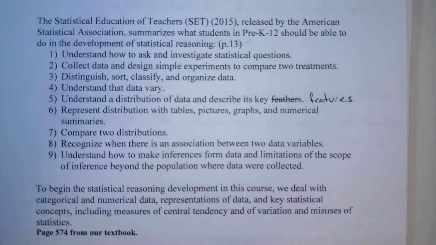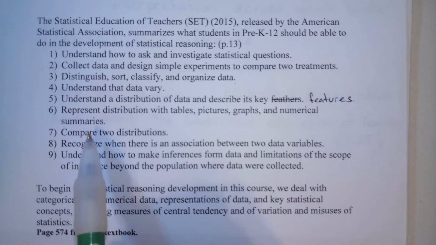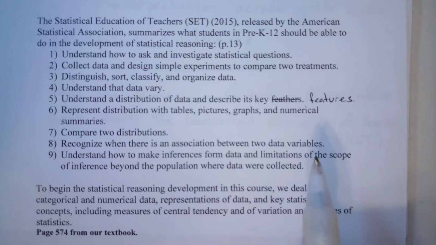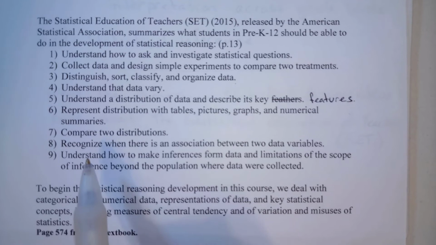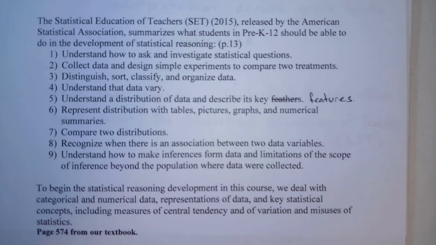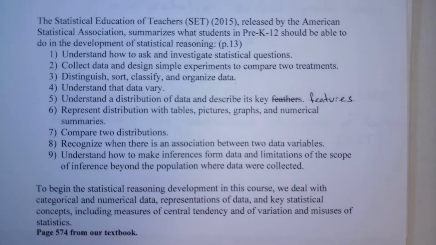Not feathers, but features. Represent distribution with tables, pictures, graphs, and numerical summaries. Compare two distributions. Recognize when there is an association between two data variables. And understand how to make inferences from data and limitations of the scope of inferences beyond the population where the data were collected. In other words, even though we come up with a solution in our study, it's only of a sample, not the population. So it's a very important distinction there.